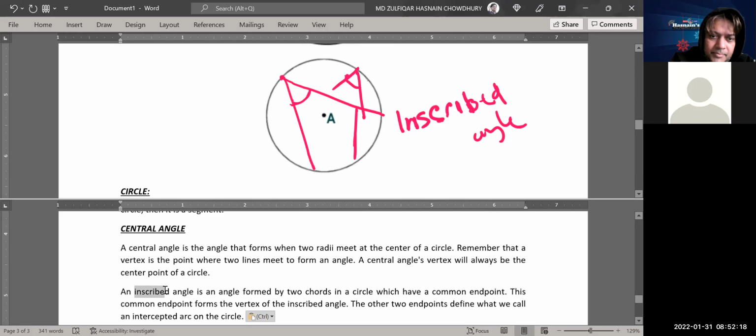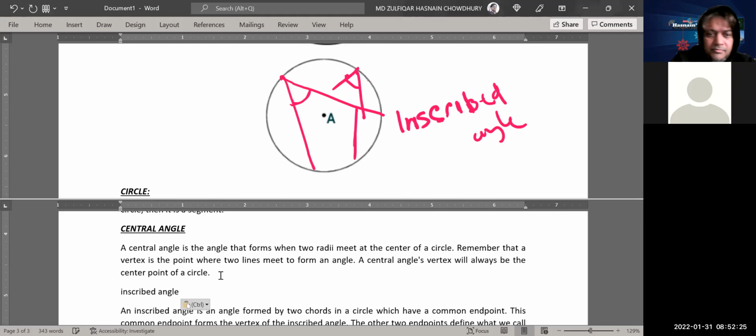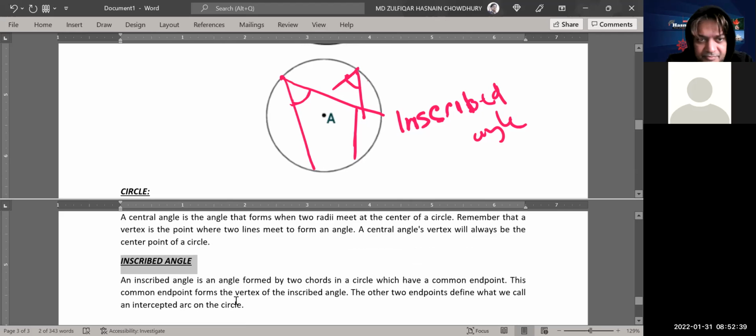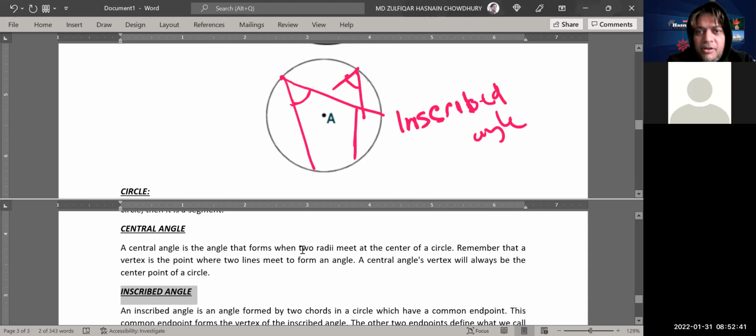Vertex is a meeting point where two lines meet. So the vertex of a central angle is the center, and the vertex of an inscribed angle is not the center, it is on the circumference.